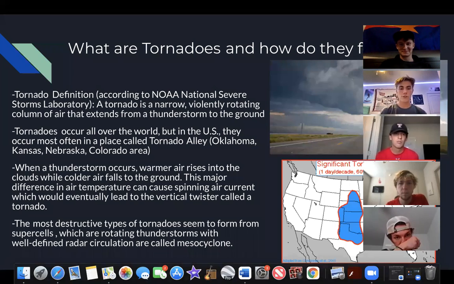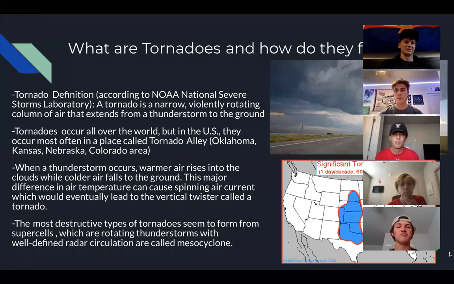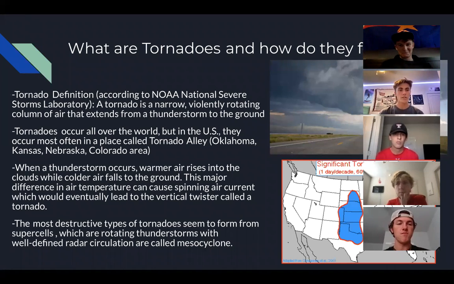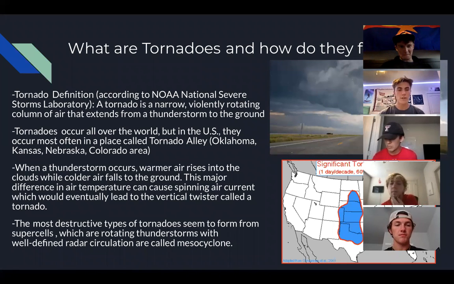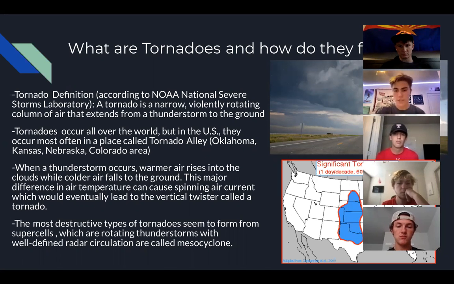So to start off, what are tornadoes and how do they form? From the NOAA National Severe Storms Laboratory, the definition of a tornado is a narrow, violently rotating column of air that extends from a thunderstorm to the ground. Tornadoes occur all over the world, but in the US, they occur most often in a place called Tornado Alley, which you can see in the bottom picture. It includes Oklahoma, Kansas, Nebraska, Colorado, and a few other states as well.